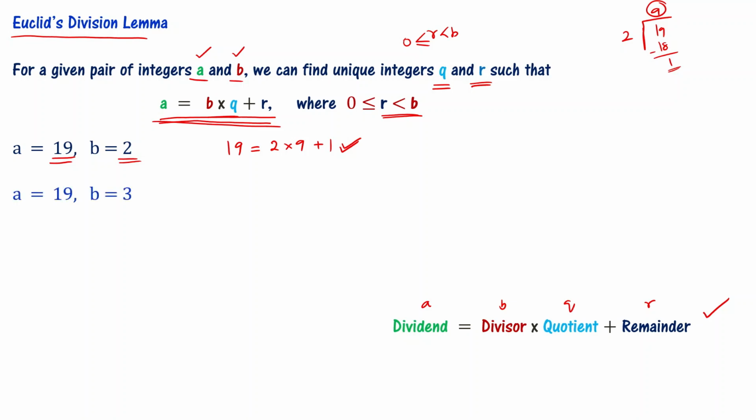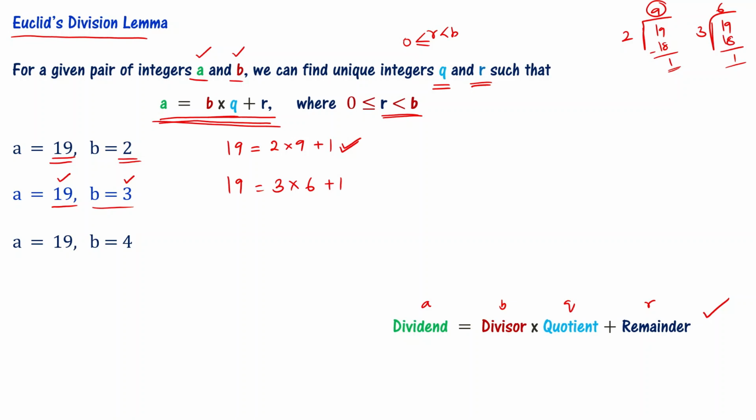a equal to 19 and b equal to 3. It means the dividend is 19 and the divisor is 3. Let's divide 19 by 3. 6 times 3 is 18. When you subtract, you have 1. It means 19 equals 3 into 6 plus 1, right?